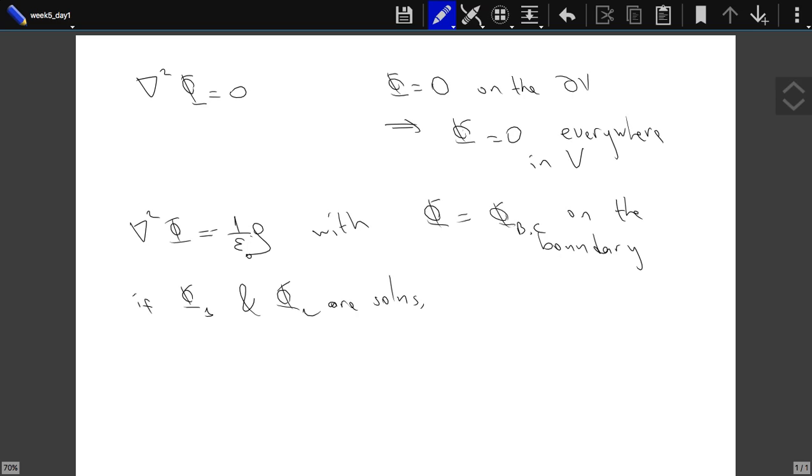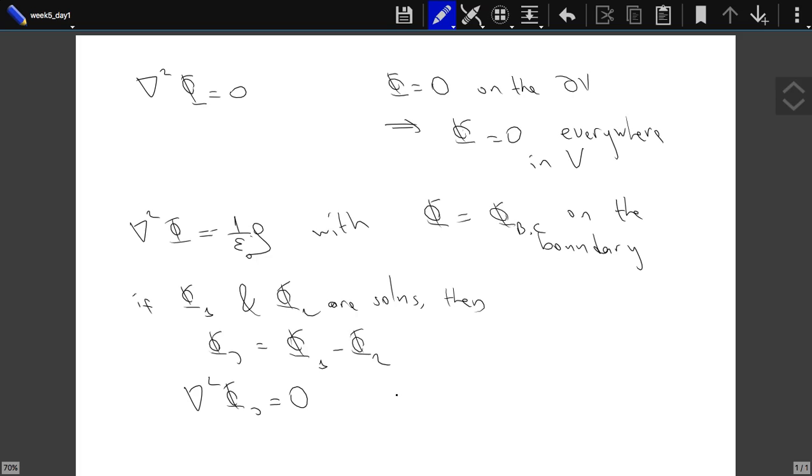Anyway, so if we have the two solutions, and then we defined phi 3, which was the difference of them. This phi 3 satisfies the Laplace's equation because the Laplacian acting on phi 1 gave us minus 1 over epsilon 0 rho. If we act the Laplace operator on phi 2, we got the same thing. If we subtract them to get the Laplacian of phi 3, it just gives us 0.